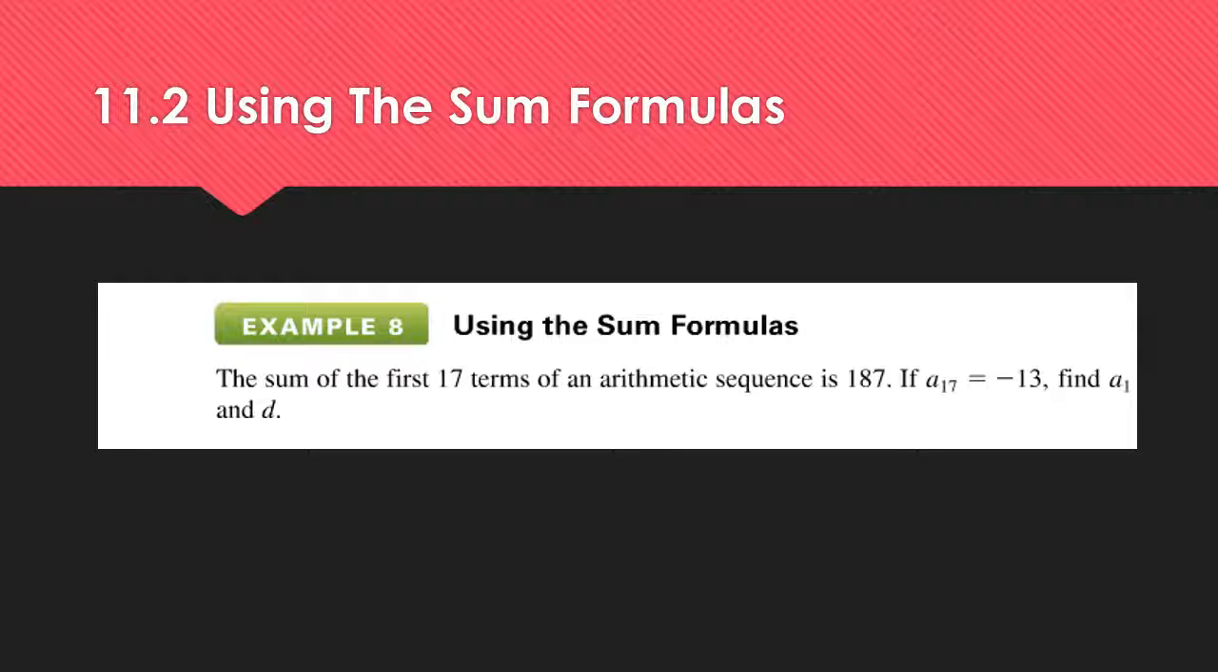In this example, we know the sum of the first 17 terms. That sum is 187. They're giving us A sub 17, which is negative 13, and we're supposed to find A sub 1 and D. All right, think about this. Pause the recording, look at your formulas, decide which is going to be the best. Resume to check your answer.